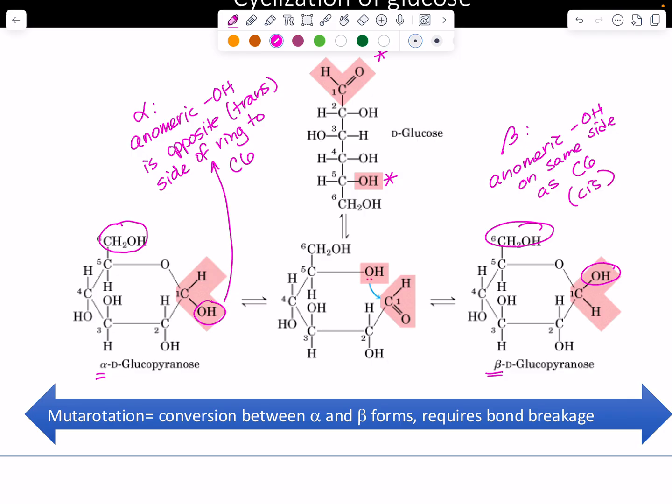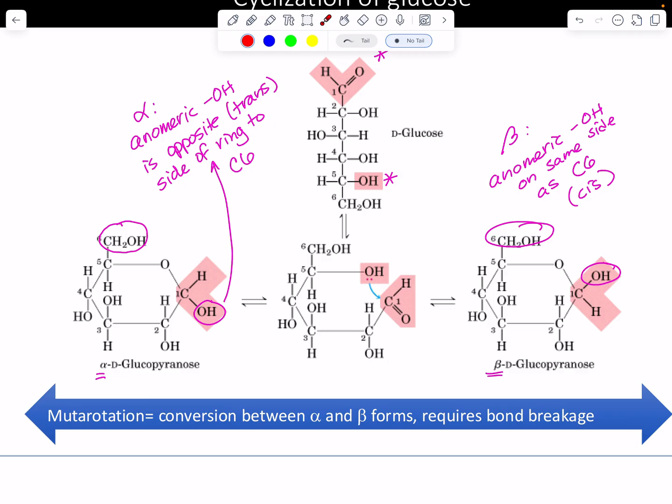So our anomers are going to begin, because these processes can be reversed, right? So we can have our cyclic form open up into the ring form, okay?